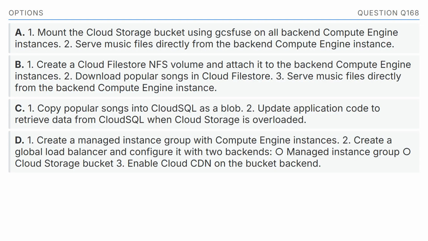Option C: 1. Copy popular songs into Cloud SQL as a blob. 2. Update application code to retrieve data from Cloud SQL when Cloud Storage is overloaded. Option D: 1. Create a managed instance group with Compute Engine instances. 2. Create a global load balancer and configure it with 2 backends, the managed instance group and the Cloud Storage bucket. 3. Enable Cloud CDN on the bucket backend.